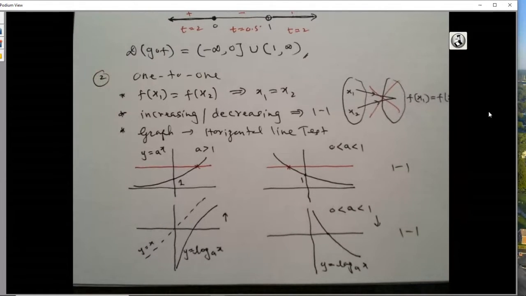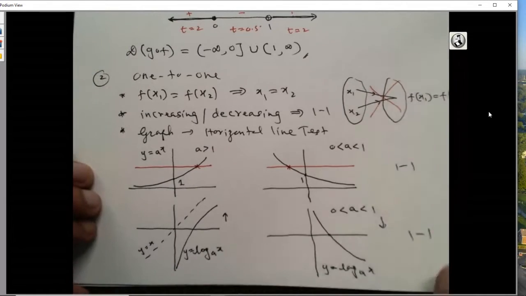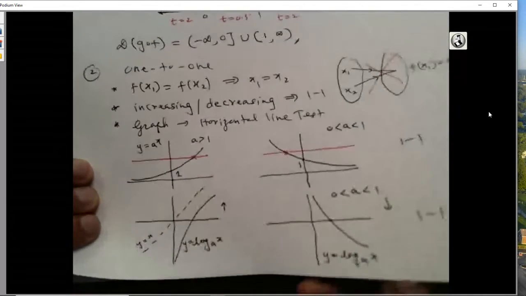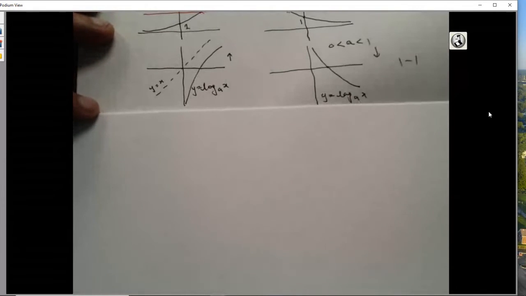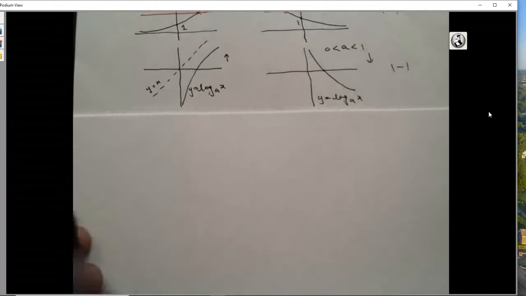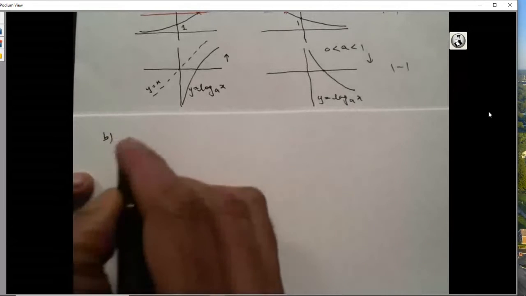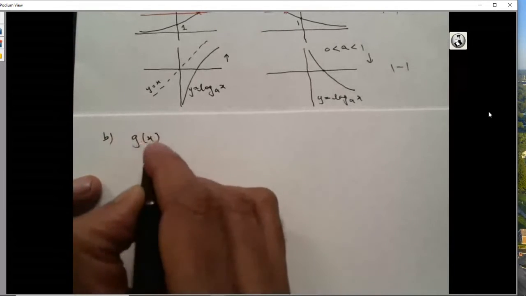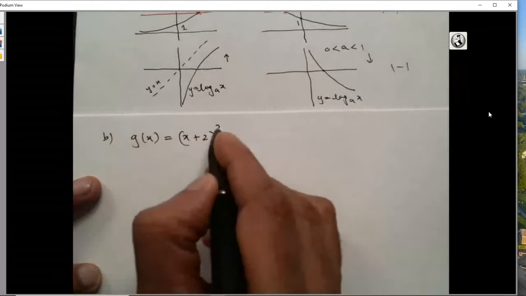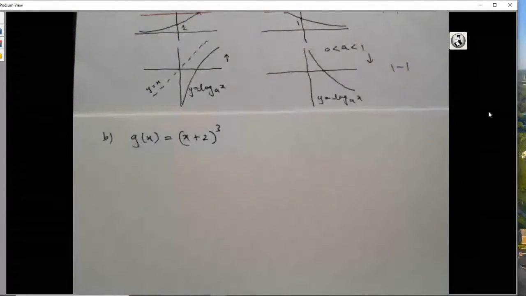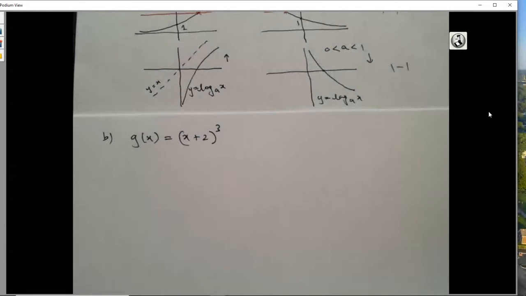Good. So let's do a problem like this. I'm going to do 2b. This is the problem. It says, let g(x) equal (x plus 2) cubed. Show that this is a 1 to 1 function. Okay. So we're going to use the algebraic version for that.